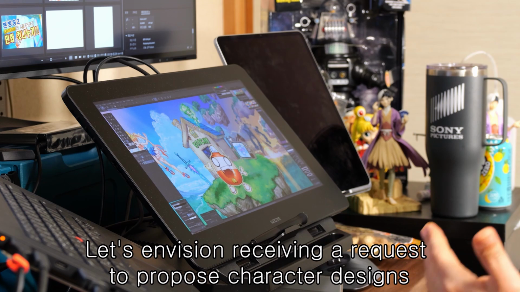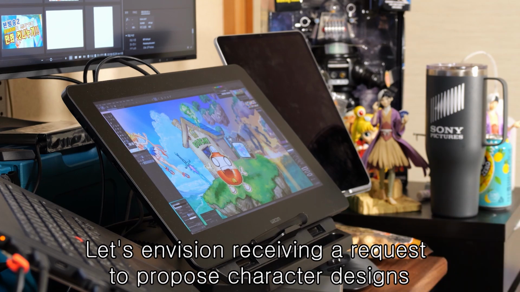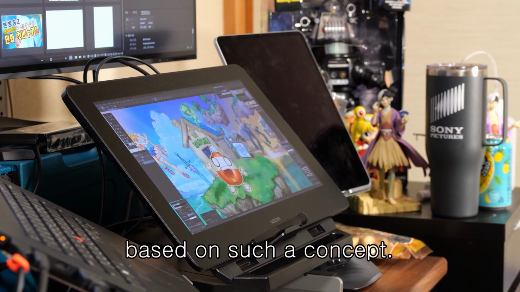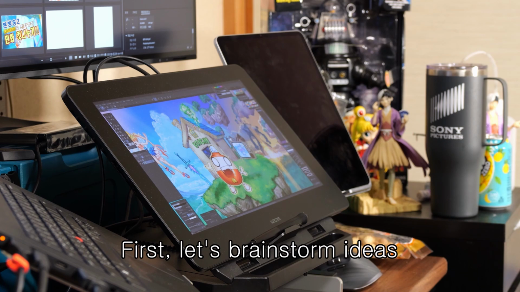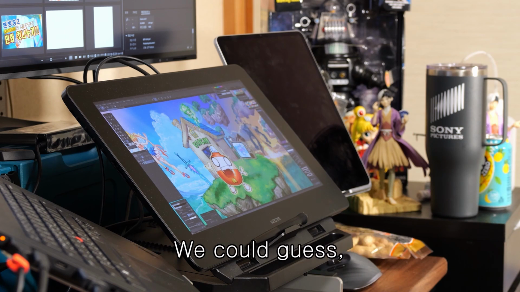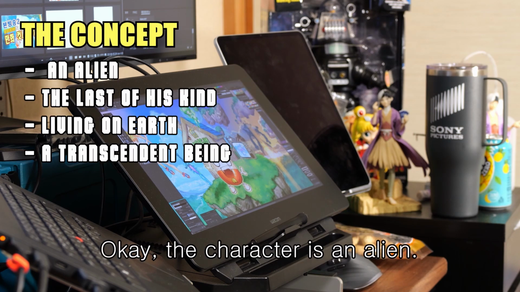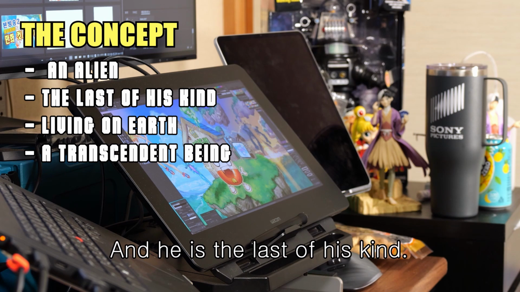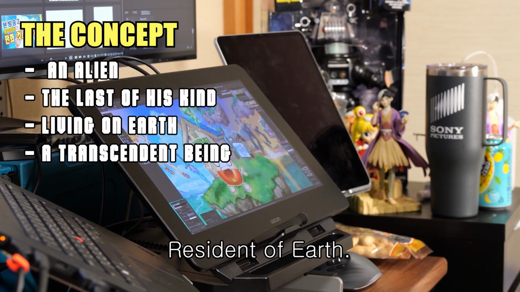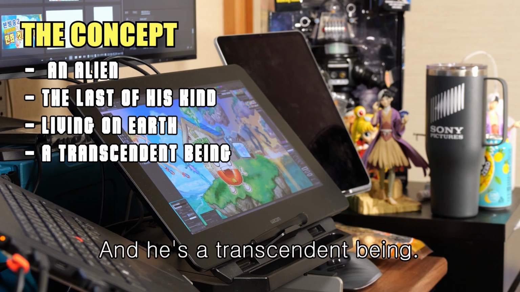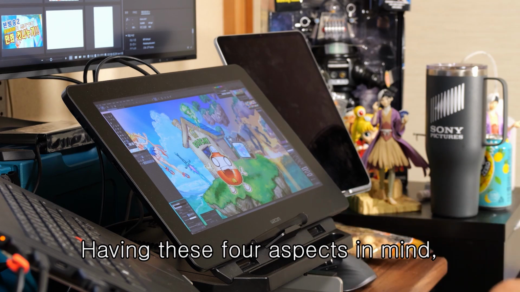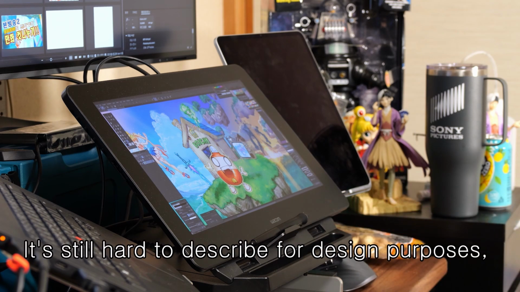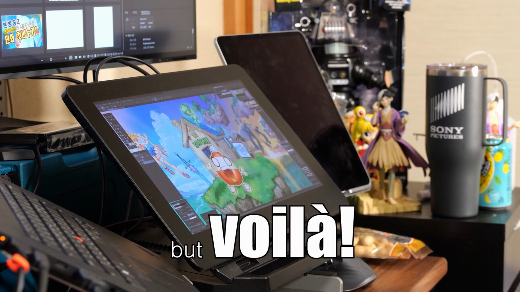Let's envision receiving a request to propose character designs based on such a concept. First, let's brainstorm ideas related to this character. We could guess. Okay, the character is an alien, and he is the last of his kind, resident of Earth, and he's a transcendent being, having these 4 aspects in mind. It's still hard to describe for design purposes, but voila!